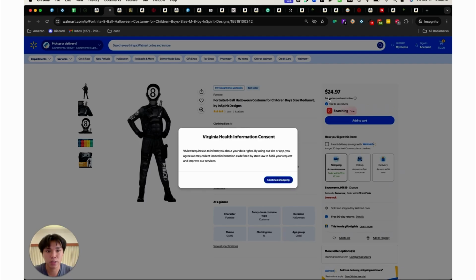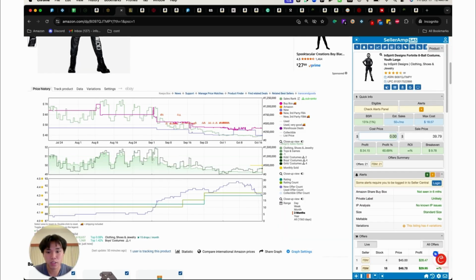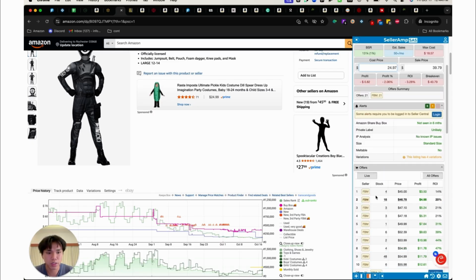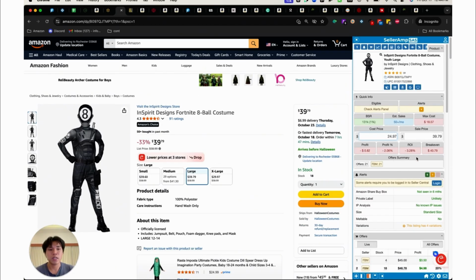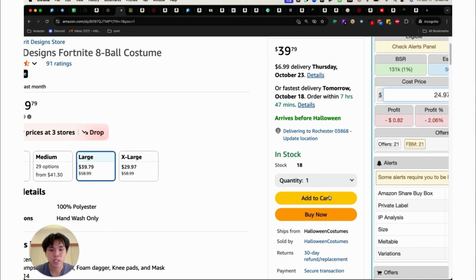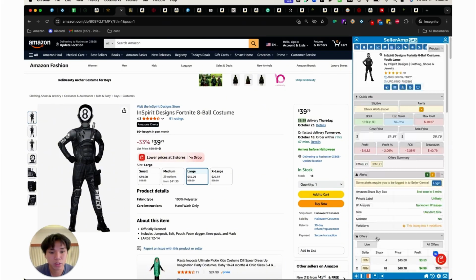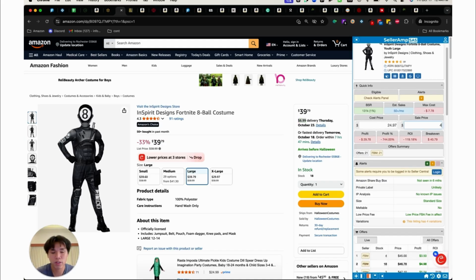At Walmart, it's selling for $24.97, so that's just not going to be profitable at all. That's selling for the lowest prices. Oh, the lowest price is actually $45. So sometimes the seller kind of bugs out. Sometimes sellers have included shipping here, so the price is actually not $39. It's actually $39.79 plus $7. So you can just base off the lower price right here, $45 or $46.